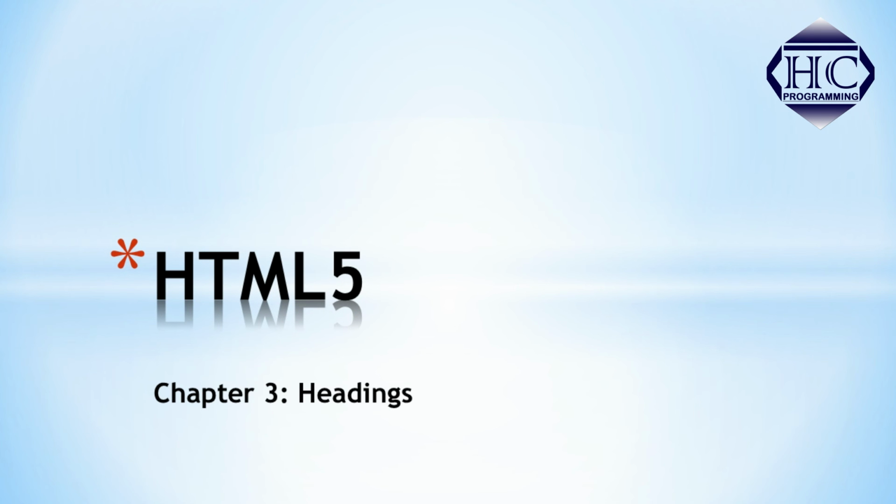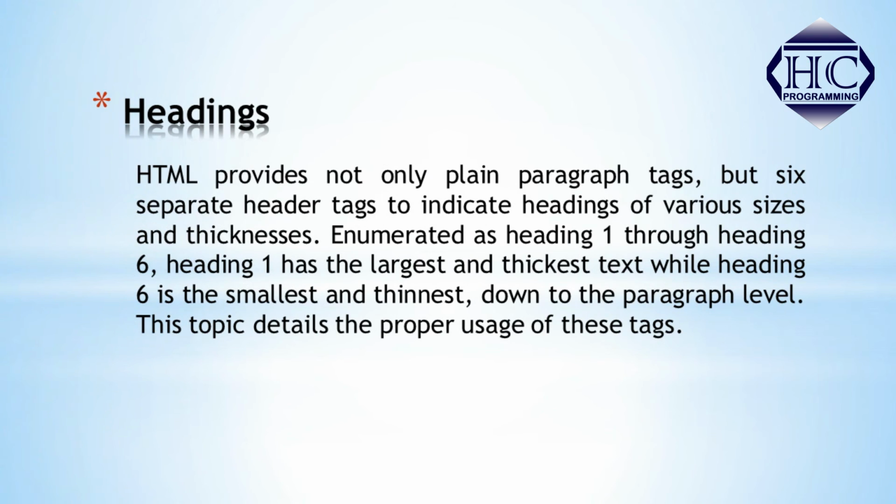HTML5, Chapter 3, Headings. HTML provides not only plain paragraph tags, but 6 separate header tags to indicate headings of various sizes and thicknesses. Enumerated as heading 1 through heading 6, heading 1 has the largest and thickest text while heading 6 is the smallest and thinnest, down to the paragraph level. This topic details the proper usage of these tags.